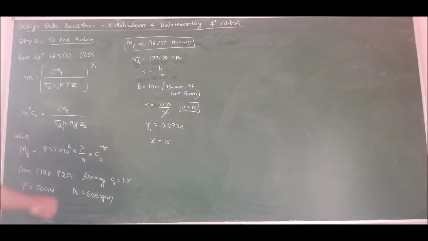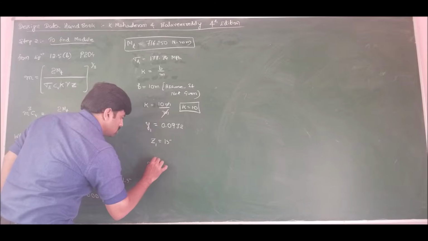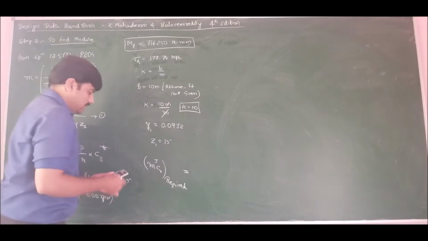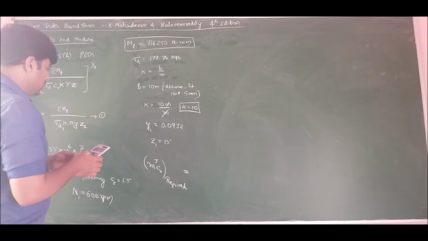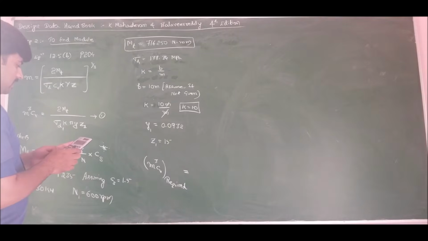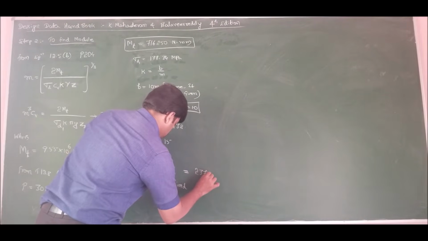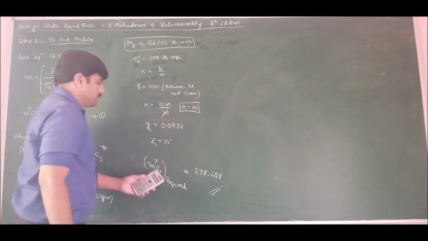Substituting into this equation, I will get M cube CV required is equal to 2 into MT, 716,250, divided by sigma D, 137.34, into K value, 10, into pi into Y1, 0.0932, multiplied by number of teeth, 15, which gives us 237.487. So this is the required value of M cube CV.